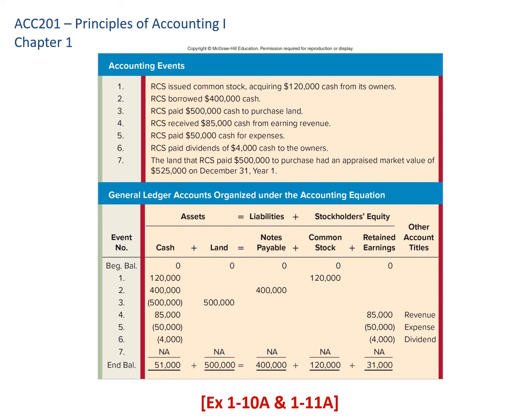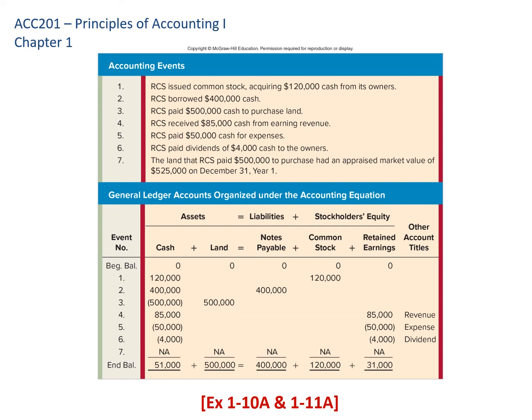Next one here, RCS paid dividends, so we returned some of our profits. You can see if we had revenue of $85,000 and expenses of $50,000, we had net income of $35,000, so the company's elected to share $4,000 of that with the owners. So cash goes down by $4,000 and retained earnings goes down by $4,000. That's not an expense, it's sharing part of our profit.